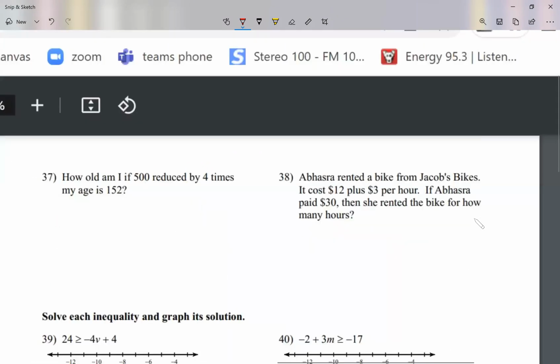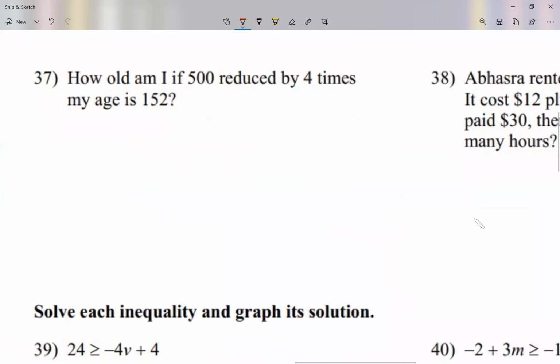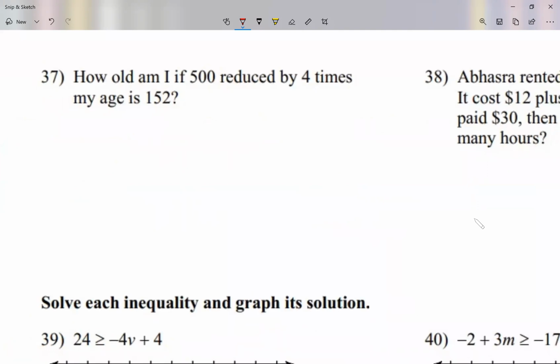Now we're also going to have some word problems. It's easy when everything is in symbols: we have to solve for a letter. Now when we have it in words, we're going to write it algebraically. Algebraically basically means in symbols. So here it says, how old am I if 500 reduced by 4 times my age is 152?